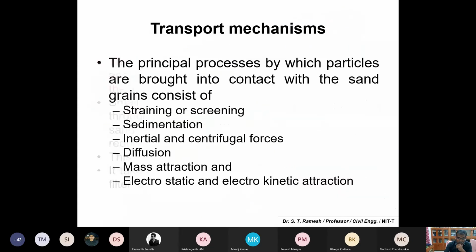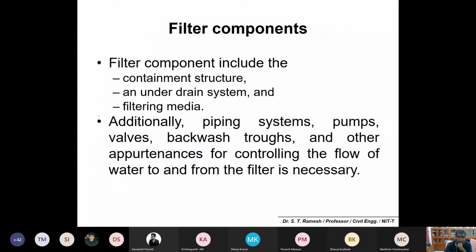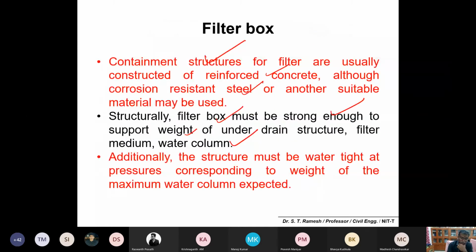Please remember, it has to be designed to support the weight of the complete filter grains, under drain system, and water column. And additionally, the structure must be watertight at pressure corresponding to the weight of the maximum water column expected.